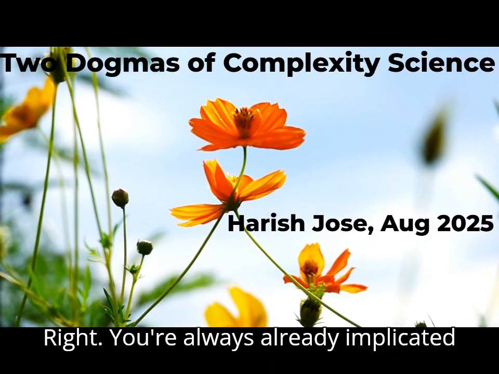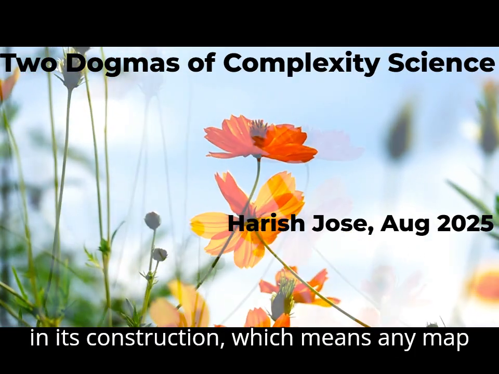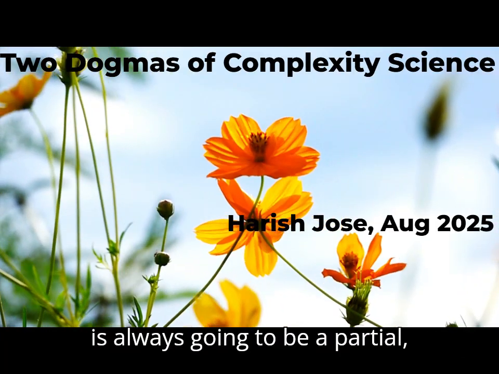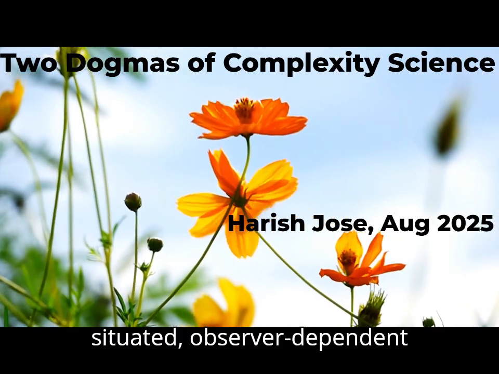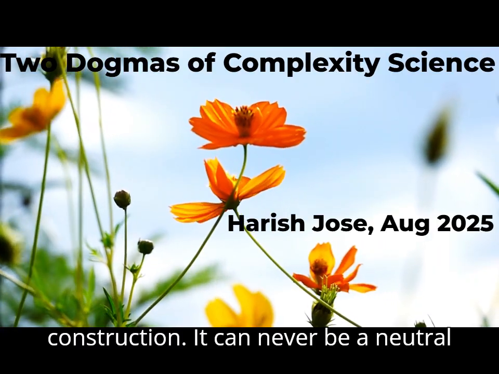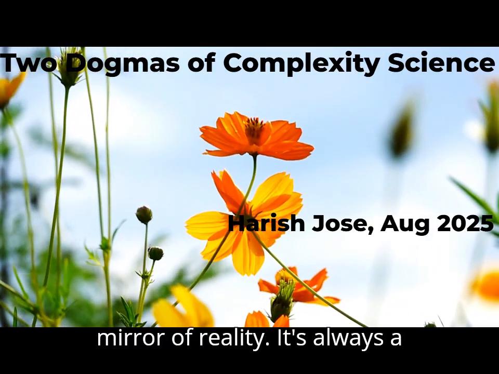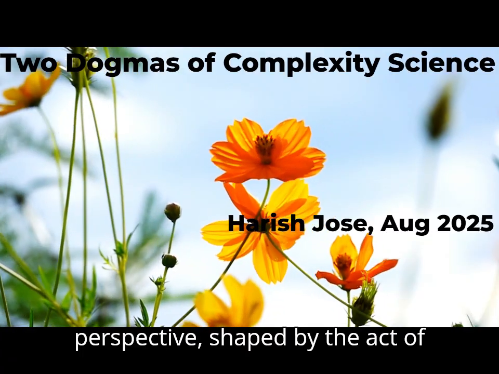Right. You're always already implicated in its construction, which means any map is always going to be a partial, situated, observer-dependent construction. It can never be a neutral mirror of reality. It's always a perspective, shaped by the act of observing itself.